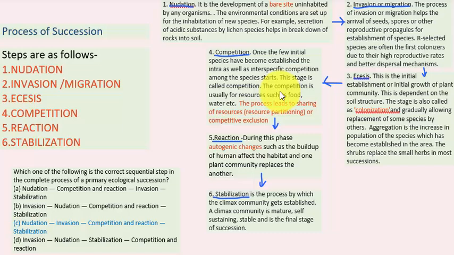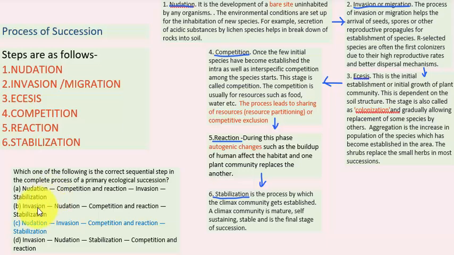So let's discuss one question from CSIR NET Life Sciences. Which one of the following is the correct sequential step in the complete process of primary ecological succession? The first option is nudation, then competition and reaction. This is not the case, because after nudation there should be the migration of the spores or the seeds. So this is not the case.